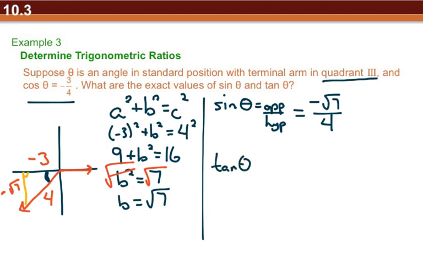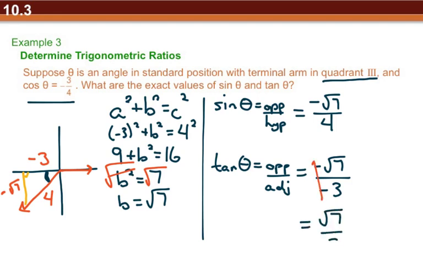Tangent of theta, opposite over adjacent. Opposite side still negative root 7. Adjacent side is negative 3. One tiny bit of simplifying here: we have the two negatives that we can cancel out. So tangent theta is root 7 over 3.